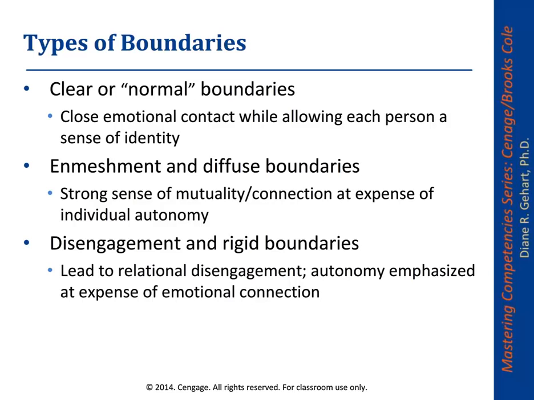On the opposite end are disengaged and rigid boundaries, and this is when autonomy is emphasized at the expense of emotional connection. So there's too much distance between the members. There's not enough family cohesion, not enough sense of emotional connection. Those are disengaged boundaries. Again, there's a full range of healthy boundaries that can look more enmeshed or more disengaged, and they can still be healthy. A lot of how they actually present and look depends on culture. It's when you get to extremes that we begin to see individual or family conflict erupting, and those are the presenting problems.